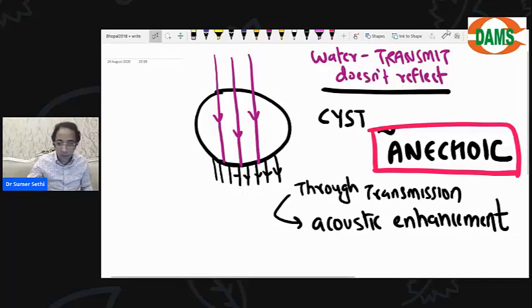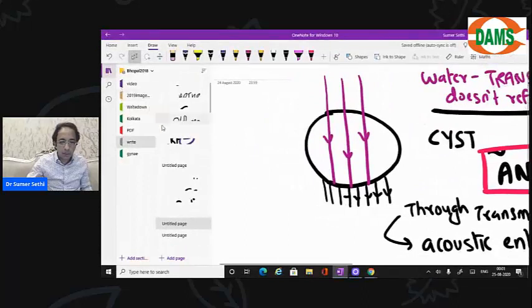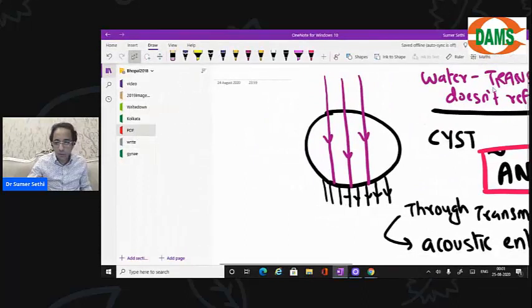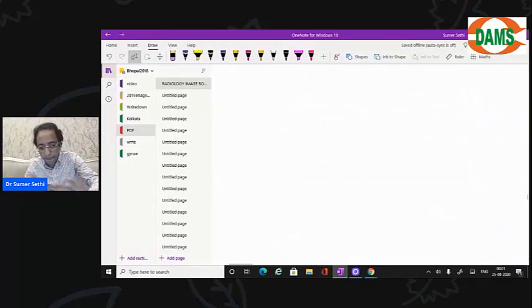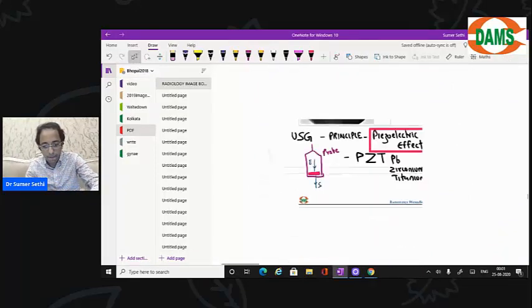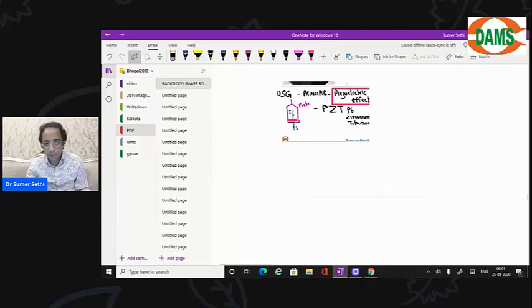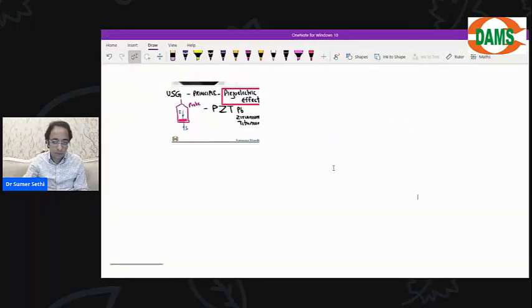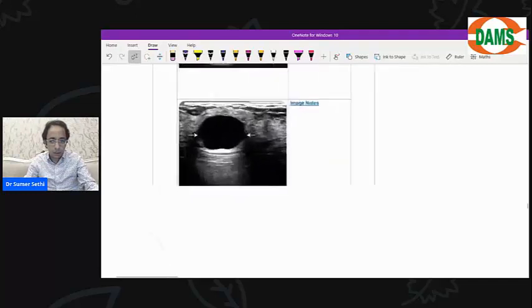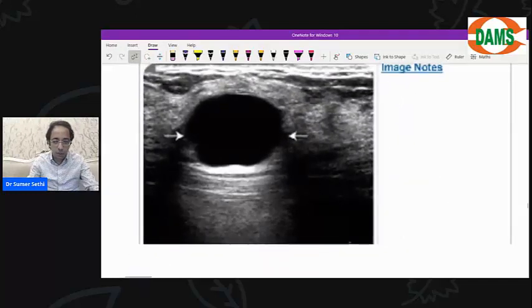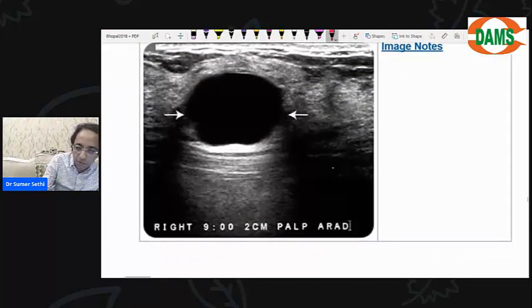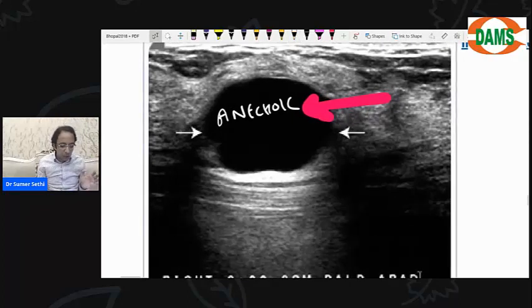Okay, let's see the image and we'll come back and understand with a practical image. Now see this image with me. I will try to explain to you. Can you see a well-defined rounded anechoic structure? Yes. So this is what is called anechoic.